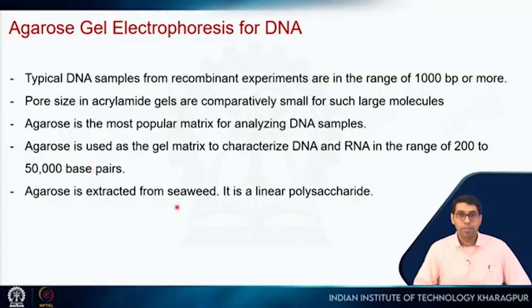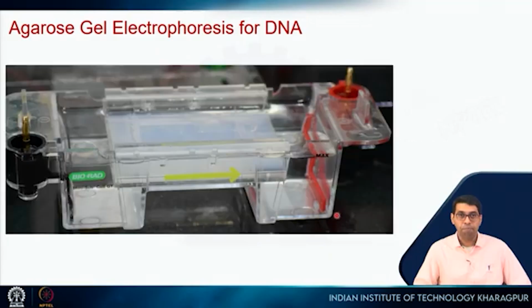So, what is agarose? It is extracted from seaweed and it forms a linear polysaccharide. This is the typical setup. I showed you PAGE, which was vertical. Agarose is done horizontally, because here your gel is much thicker. If you put it vertically, of course there will be compression, the mass is much more, and that will create problems. The density of your gel will change if you put it vertically, so we typically run it in a horizontal fashion.